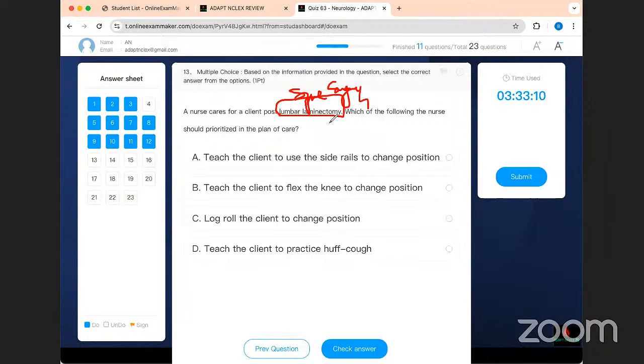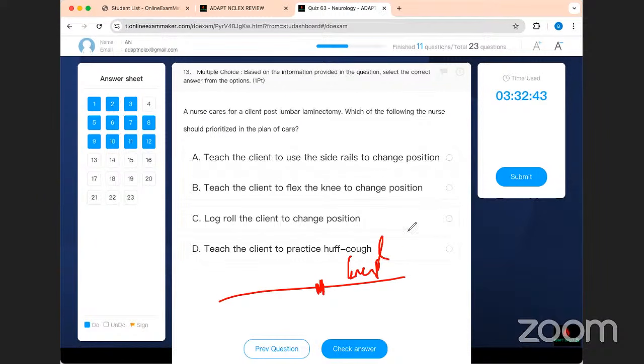If somebody has a spine surgery, what would you do? You let them roll on their side by changing the position using the side rail. You let them flex their knee to change position, or you log roll them. Or you let them practice coughing violently. Right? What would you do? Spine surgery, concept, maintain alignment. Which of these answers maintain alignment? That's how you answer the question.